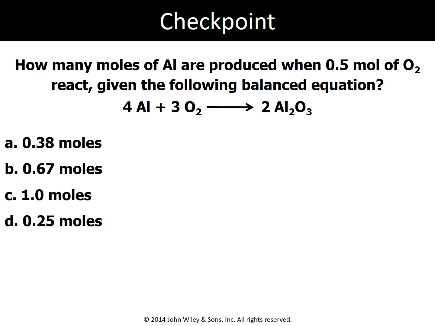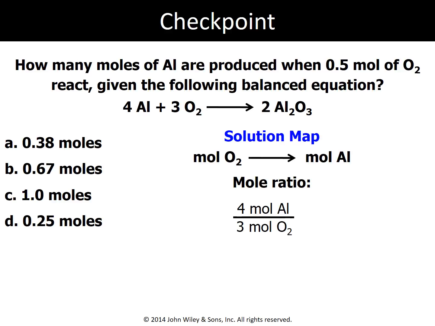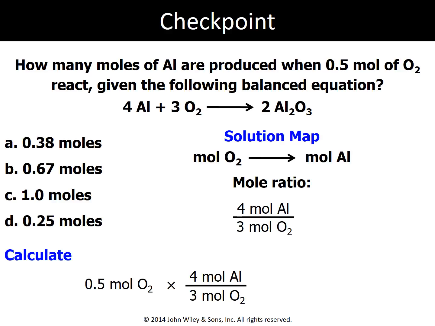Okay, in this one we're starting with 0.5 moles of oxygen, and we know we need to go from moles of oxygen to moles of aluminum. We'll start with 0.5, multiply by our 4 moles of aluminum over 3 moles of oxygen, our coefficients from the above balanced equation, giving us 0.67 moles, or B.